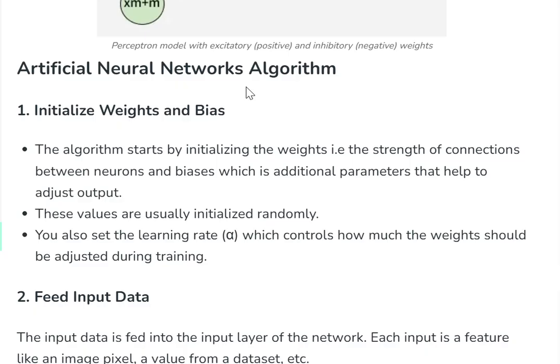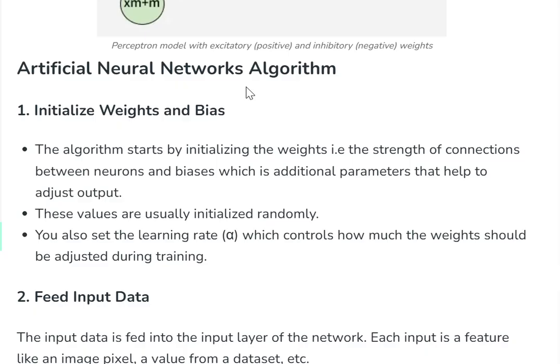In the artificial neural network algorithm, we initialize weights and biases. Weights mean you send the data from one neuron to another neuron; they are the strength of connection between neurons. Bias is an additional parameter that helps to adjust the output. These values are usually initialized randomly.